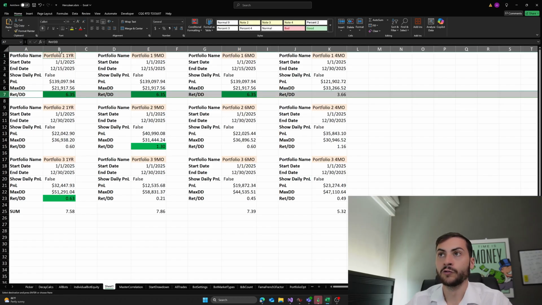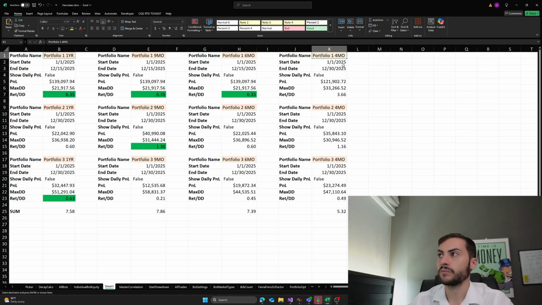What the green cells mean is it was the highest return to drawdown for that portfolio. So for portfolio 1, 1 year, 9 months, and 6 months, they all tied. Basically, all the bots were the same when you looked at those data, except for 4 months. For portfolio number 2, 9 months did the best, with the best return to drawdown at 1.3. And then portfolio 3, 1 year, did the best at 0.63 return to drawdown.